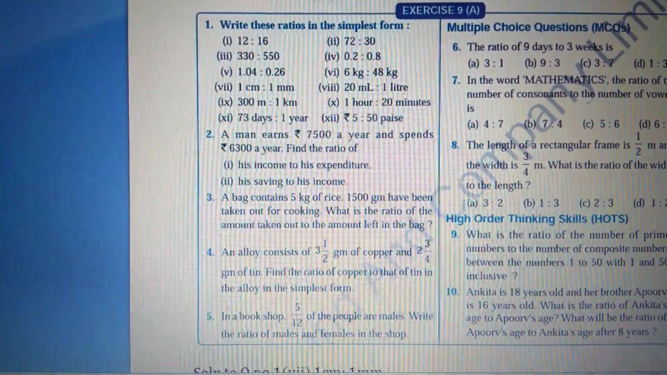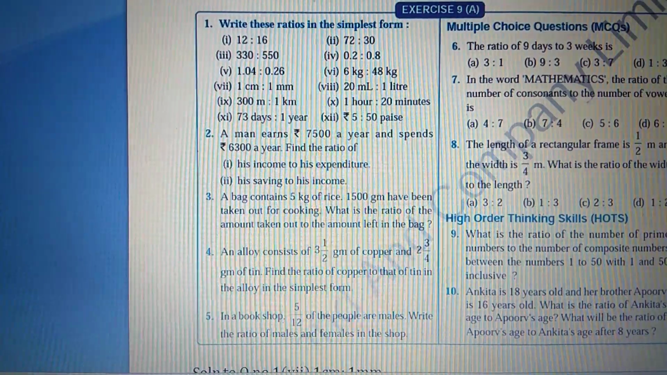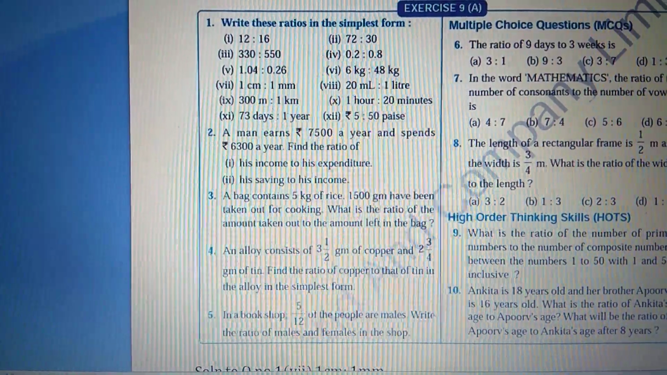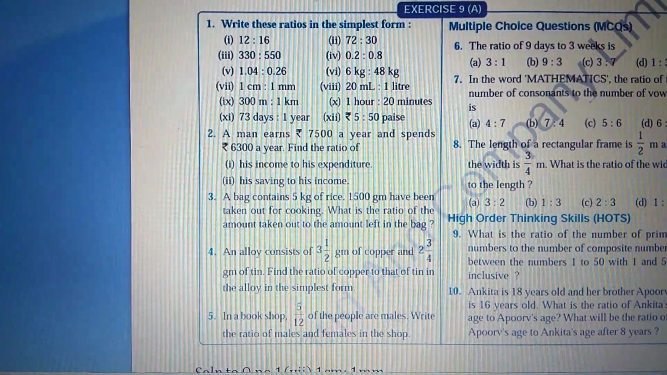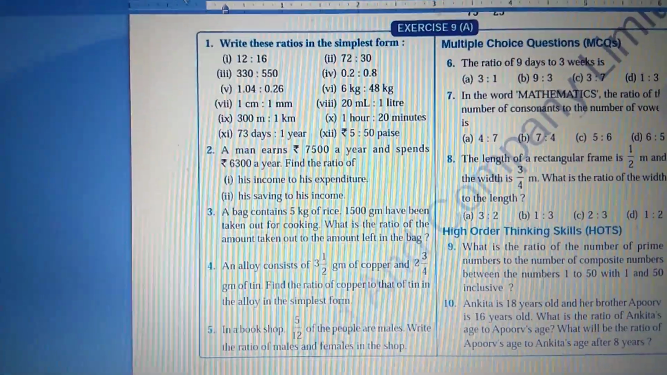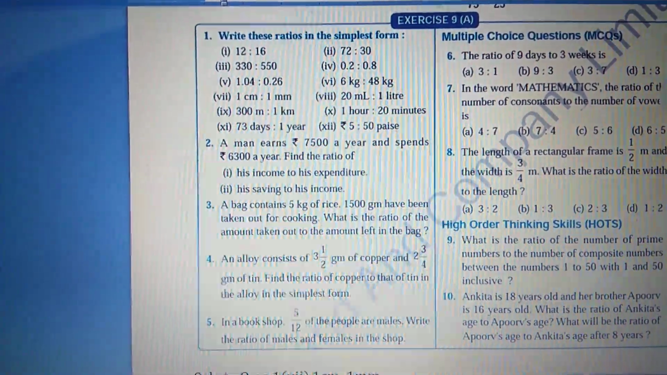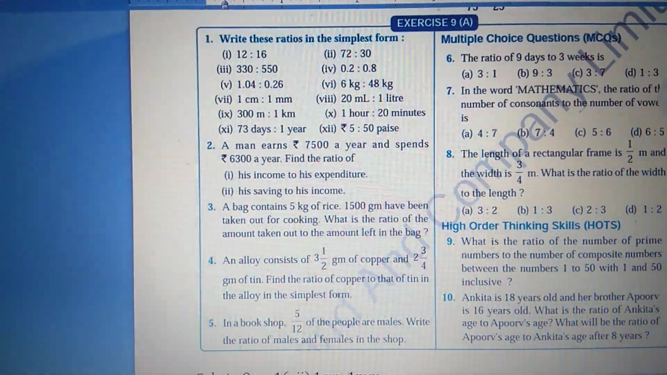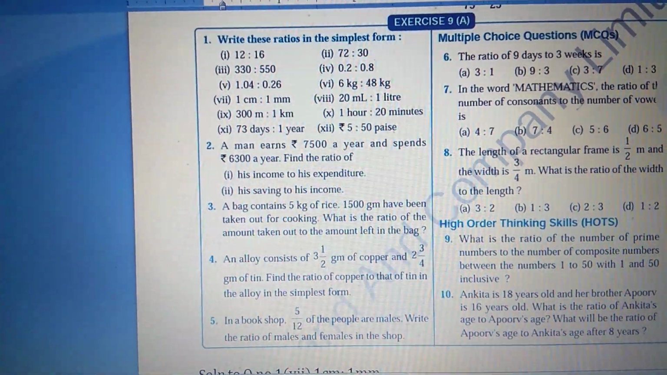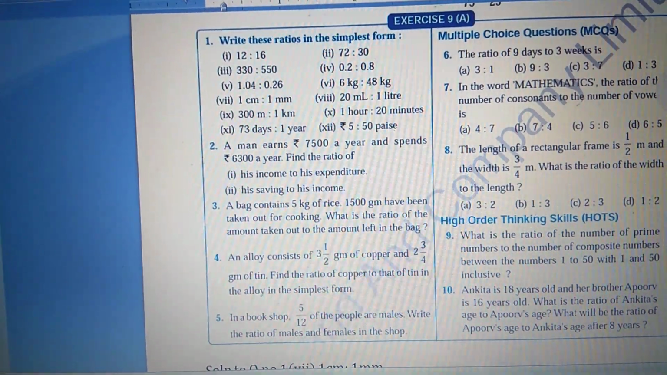But in 7 number, one is in centimeter and one is in millimeter. Both are in different units, but both the units are of measurement. So what we'll do? We'll convert centimeter to millimeter and we will solve it out. In 8 number also, same rule, from milliliter to liter we need to convert. In 9 number also, kilometer to meter we need to convert. In 10 number, hour to minute we need to convert. In 11 number, year to days we need to convert. In 12 number, rupees to paisa we need to convert.